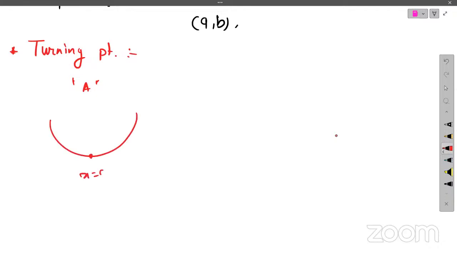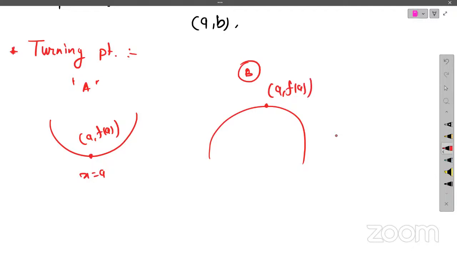Suppose this is a point x equals a, so at x equals a it is the point (a, f(a)). And this is a second scenario, in which such kind of behavior is happening. Suppose this is f(a). At this particular point (a, f(a)), what is happening? In the first case, on the left hand side of this point the function value is decreasing, and over the right hand side the functional value is increasing. Such a point, around which the function value is decreasing before it and increasing after it, is known as a turning point.